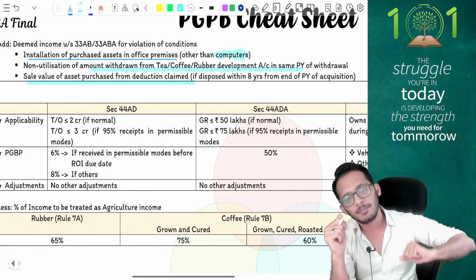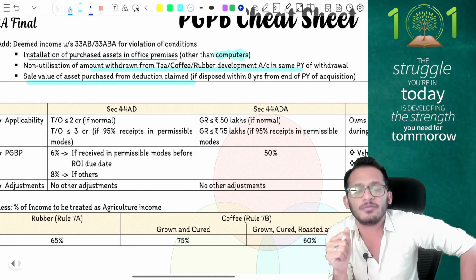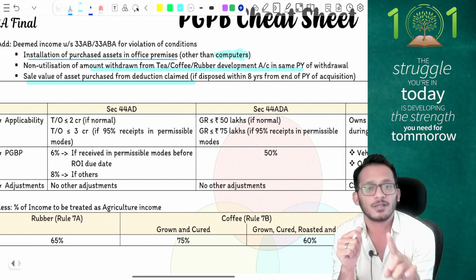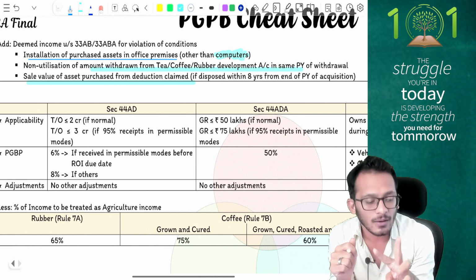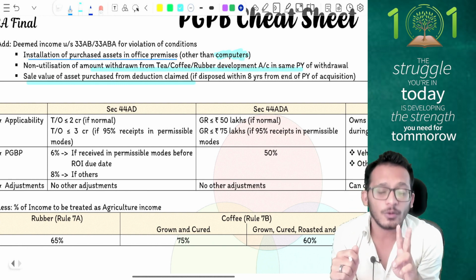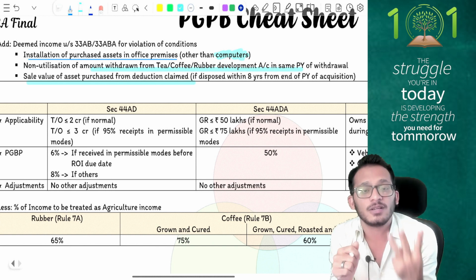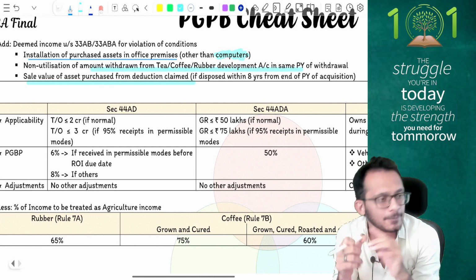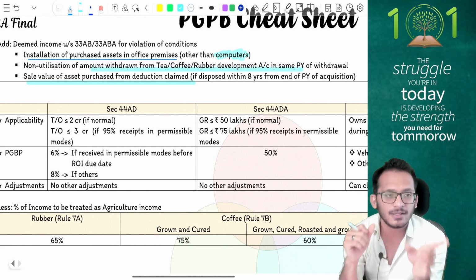So 3 things will happen, people, if you default in your tea, coffee, rubber development and site restoration funds. First, you should never buy these assets for installation in office premises except for computers. Second, whatever money you withdraw from the fund should be used only in the same previous year. And third, whatever assets you've bought should be used for at least a period of 8 years before you sell it outside. Failure to do any of these things will be treated as income.